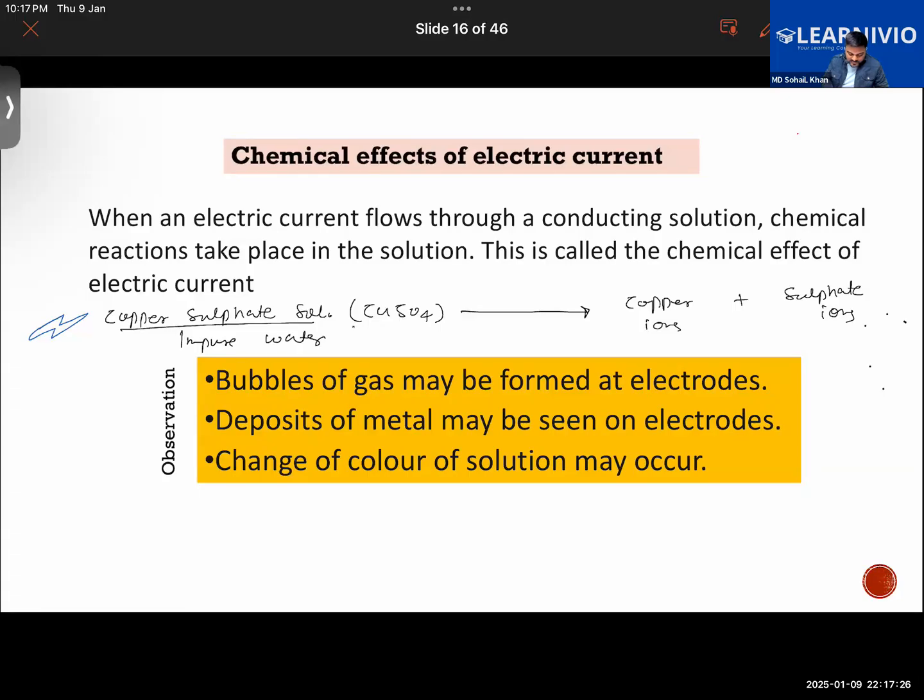Take impure water, for example, you have added acid in it. So that will split up into hydrogen and oxygen. Okay, now hydrogen and oxygen. Got it, everyone?